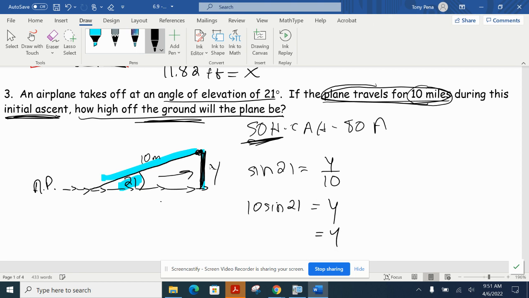All right, did you get that, Lily? What'd you get? Good. Should get 3.58, and then our distance is getting measured in miles. So a little over 3.5 miles in the air. Okay.